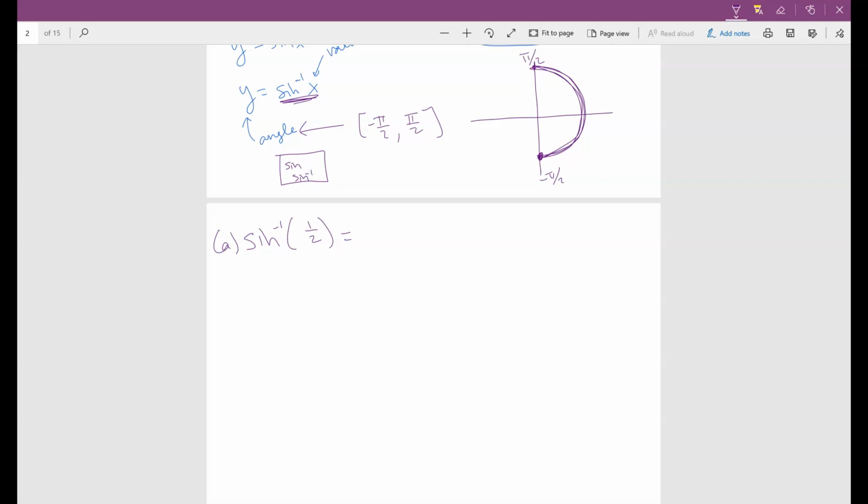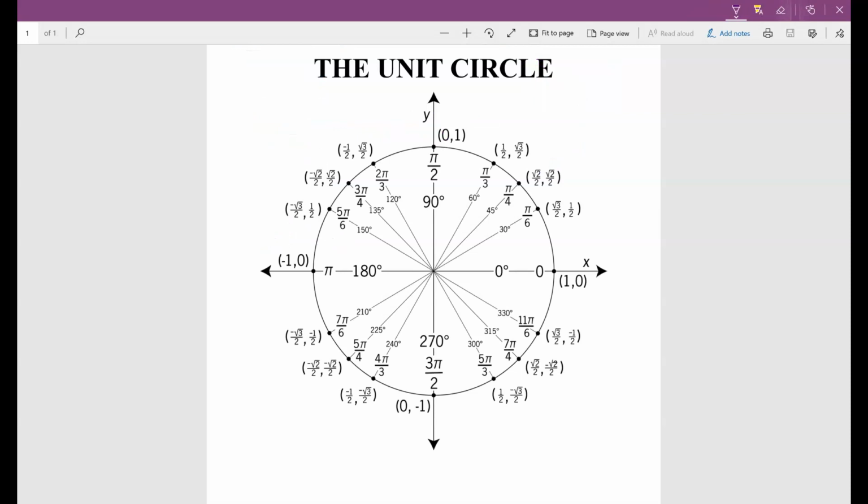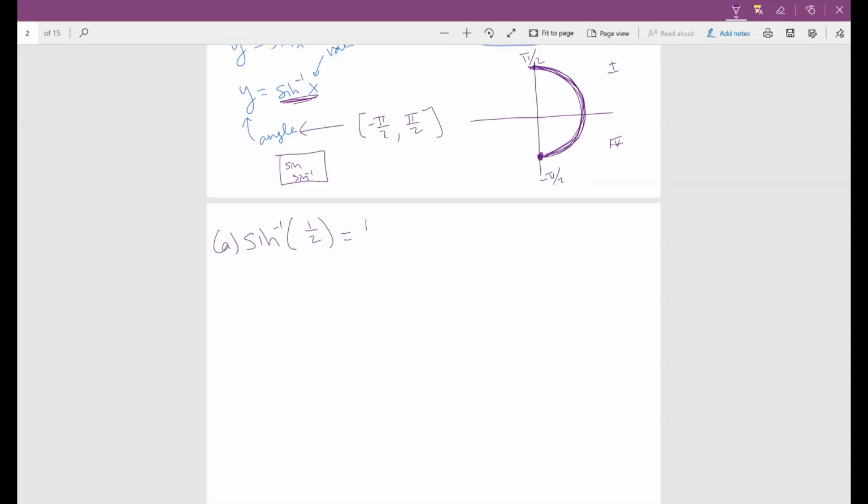So remember that the sine inverse has only restrictions between -pi/2 to pi/2. So it only gives you angles in quadrant 1 and in quadrant 4. If we go to the unit circle and look for the value of 1/2, it's going to be this guy. That one corresponds with what angle? Pi/6. And as you can see, it's on the interval. So this guy is going to be equal to pi/6.